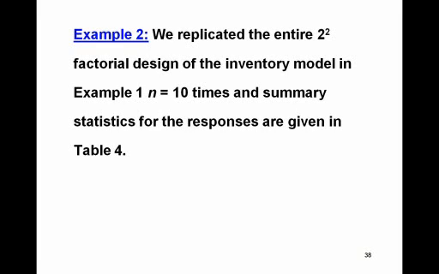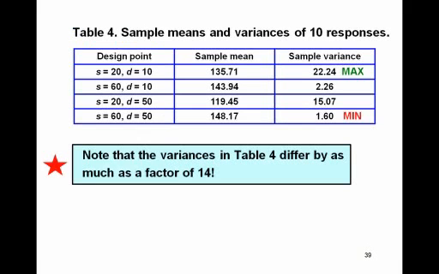And so what we're going to do now is take the inventory problem, and rather than having one replicate at each of the 4 design points, now we're going to have 10 replicates. We're going to make 10 replications at each of the 4 design points. So altogether, we're going to be making 40 replications of our simulation model. And before we look at the main effects or interaction effect, we're going to look at summary statistics. And here we see them.